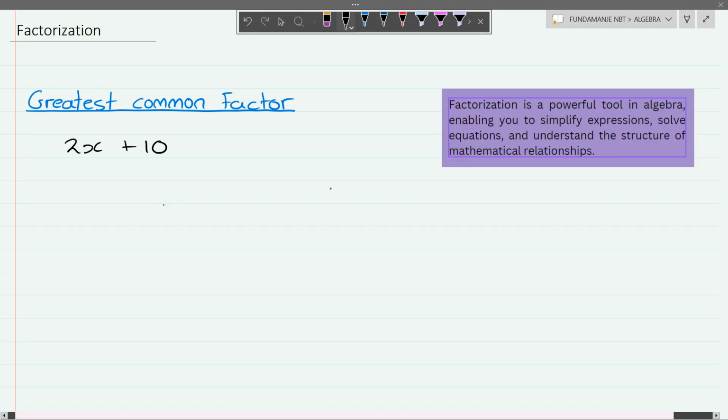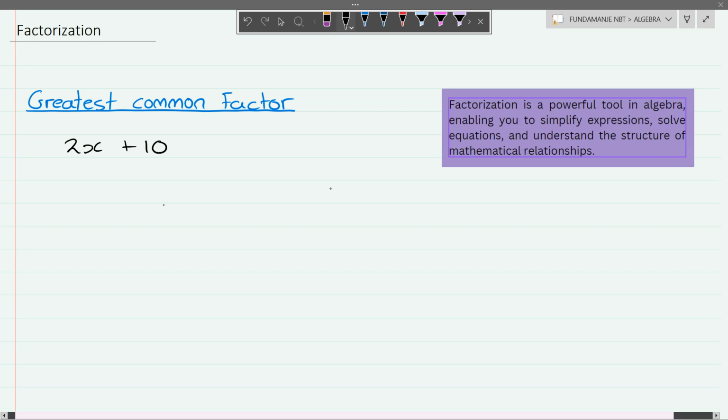Hi, today we want to talk about factorization. Factorization is a powerful tool in algebra that enables us to simplify expressions or solve equations and understand the structure of mathematical relationships. Now, on its own, factorization can do no good, but when used correctly and in the correct situations, it can help us to simplify problems.